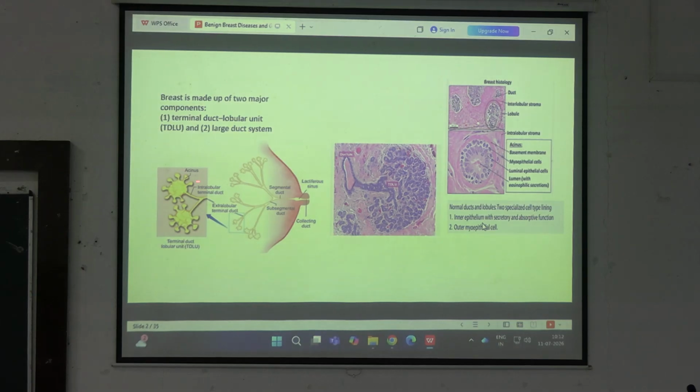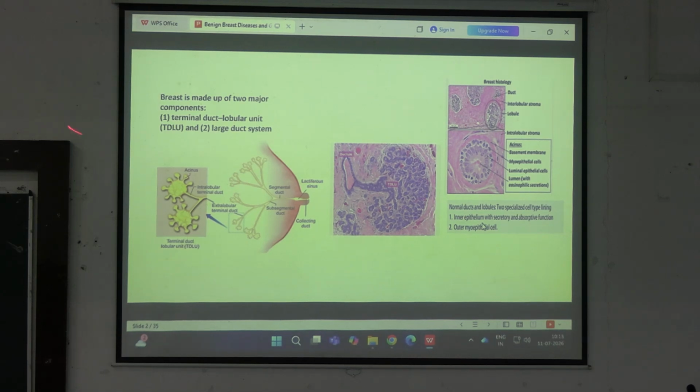First of all, the breast is made up of two major components. One is the terminal duct lobular unit, which is also known as TDLU, and another is a large duct system. This is the terminal portion. These are the acini, and after that they will form ductules and ducts, and afterwards there will be subsegmental, segmental ducts, and ultimately they will form a large lactiferous duct, and it will drain the milk out.